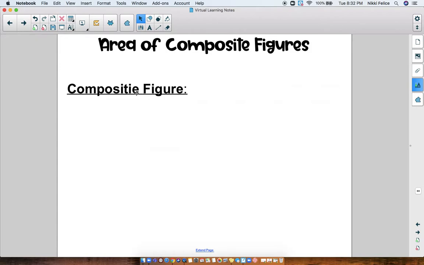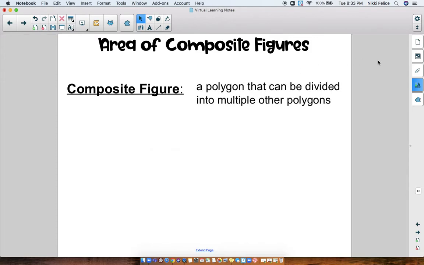What's a composite? Oh my god, it's spelled wrong. Composite figure. There we go. A composite figure is just a polygon that can be divided into multiple other polygons. So the polygons we've talked about so far are triangles, parallelograms, and trapezoids. A composite figure really isn't that different. Here's an example of a composite figure.